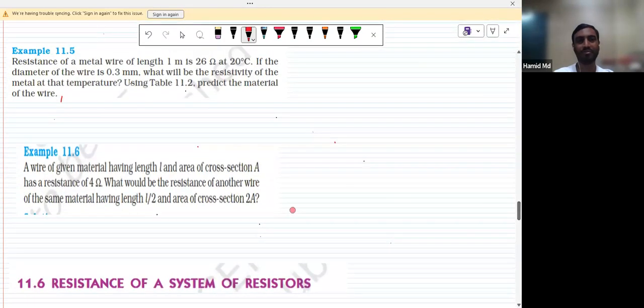Okay, so now we have this problem, 11.6. Will you be able to do it? Yes, sir. Is it visible in your size? Yes, sir.